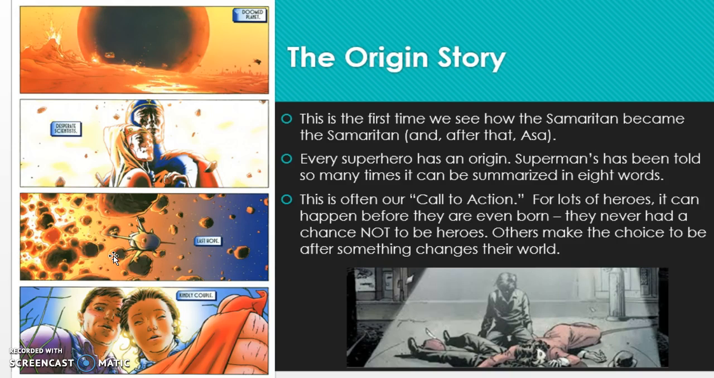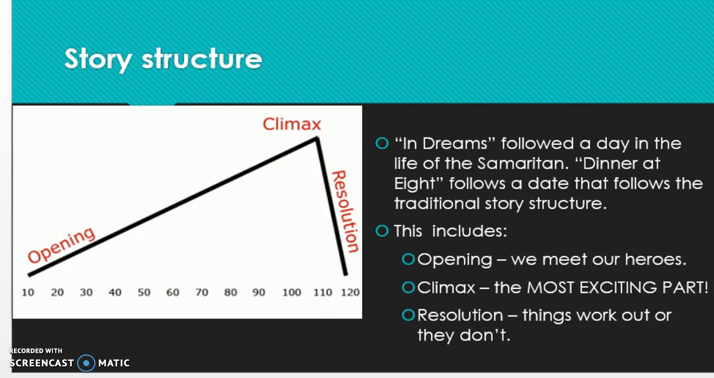The same way Batman could have chosen, darn, my parents got murdered. I'm going to go into intensive therapy and become a philanthropist. No, he decided to become a vigilante. That's his call to action. Whoops, going a little far ahead.